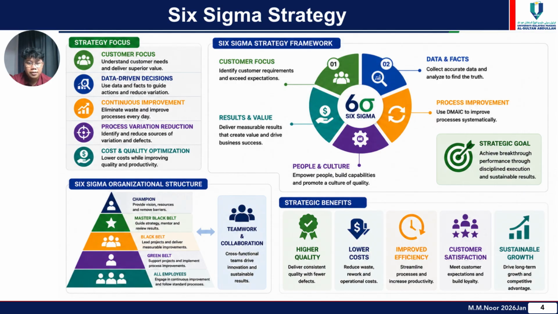And then we have the Six Sigma organizational structure. The pyramid shows the Six Sigma organization structure. At the top is the champion, who provides the leadership and resources. Below that is the master black belt, who guides and mentors improvement projects. Black belts lead major Six Sigma projects. Green belts support improvement activities within the department. And finally, all the employees contribute to continuous improvement.